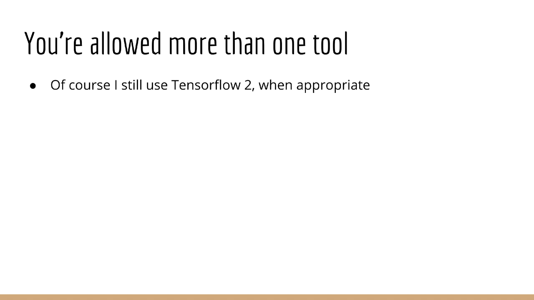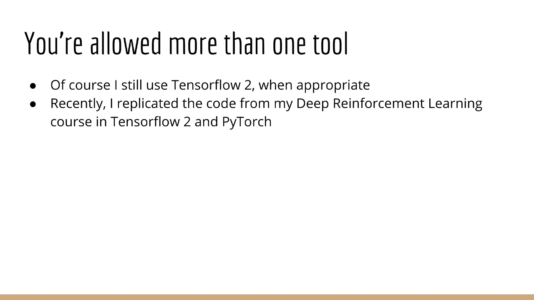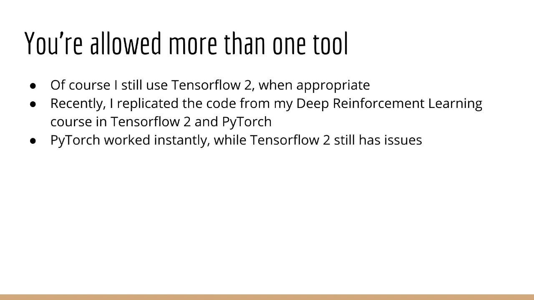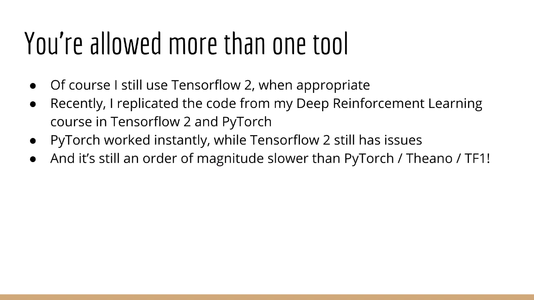That being said, usually I'm not trying to do something that easy. To give you an example, I was looking into replicating the code from my deep reinforcement learning course, which was originally in TensorFlow 1 and Theano. In PyTorch, I got it working almost instantly. In TensorFlow 2, I'm still trying to work out some bugs, and on top of that, it's an order of magnitude slower than PyTorch, TensorFlow 1, and Theano.